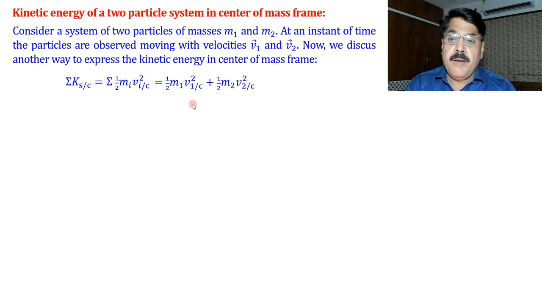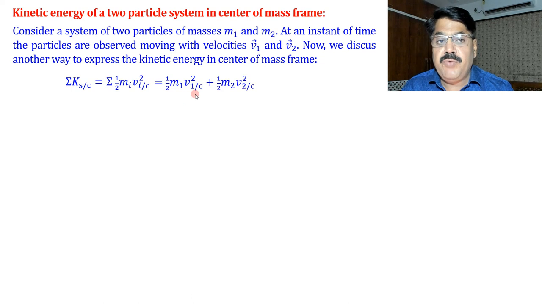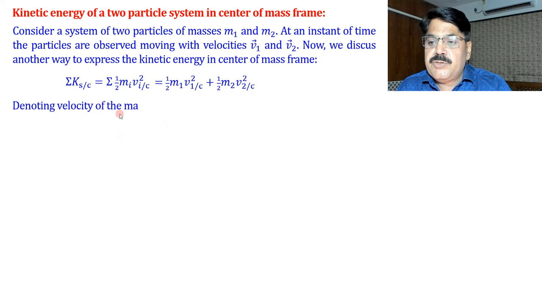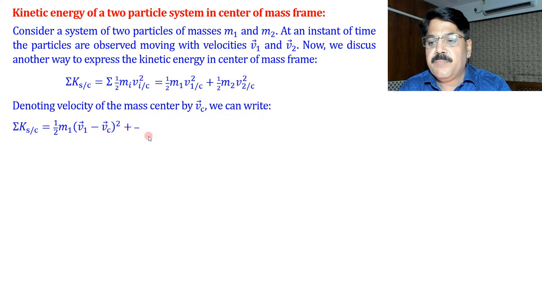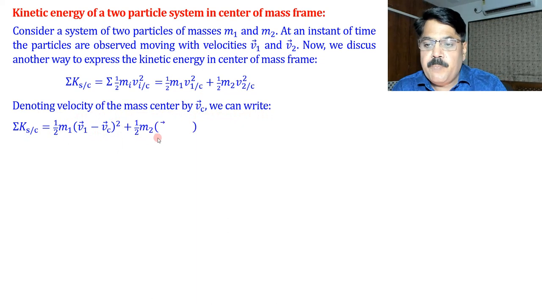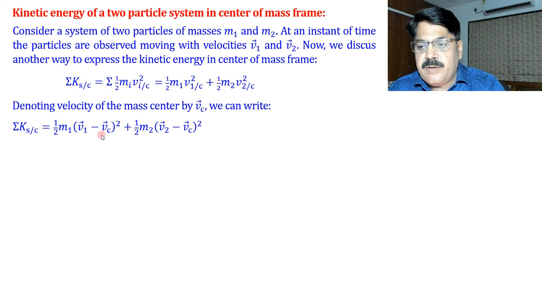Now in place of v1,C, what can we write? v1 with respect to C vector is equal to v1 vector minus vc vector. Similarly, v2 with respect to C vector is v2 vector minus vc vector. Let us substitute here. Denoting the velocity of the mass center by vc vector, we can write K_S,C is half m1 (v1 vector minus vc vector) whole square plus half m2 (v2 vector minus vc vector) whole square. So we have replaced them with the relative motion idea.